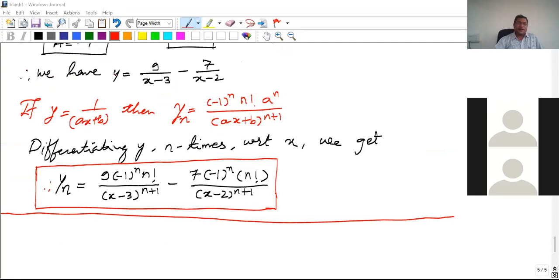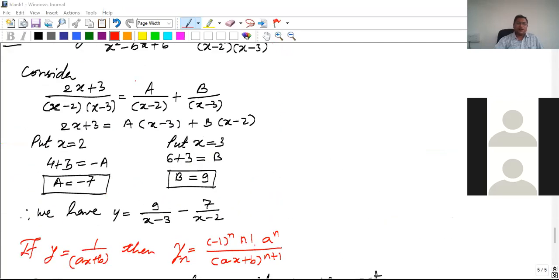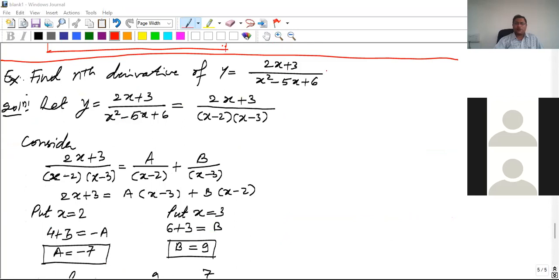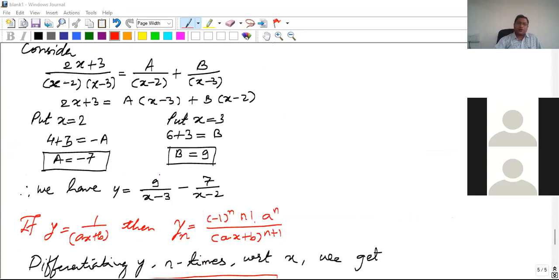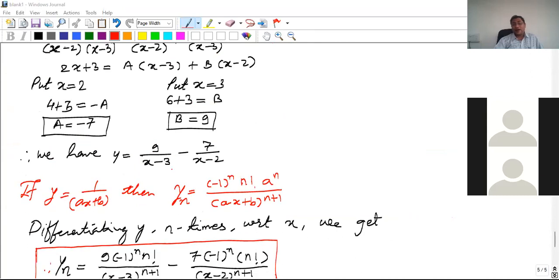Yeah, so here I simplified this function. See, for this function, we don't have a direct formula. So what I did is I simplified the function. Once we know that the simplest form of the function is this, and we have the formula which can be applied to this form of the function, we can apply it.